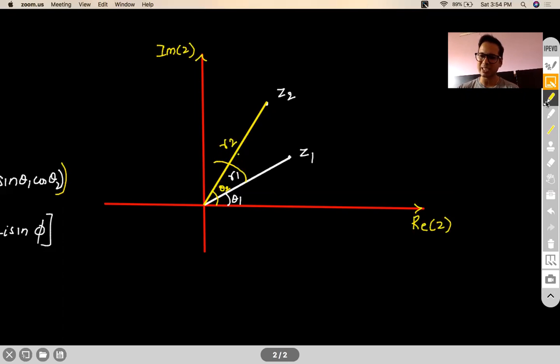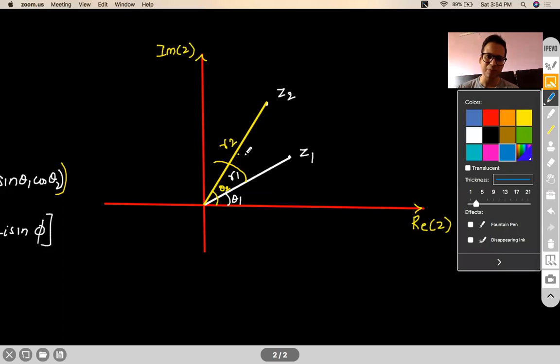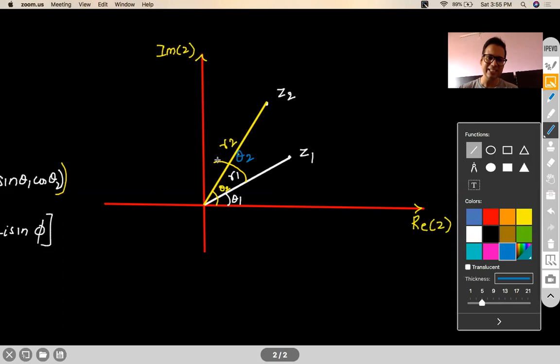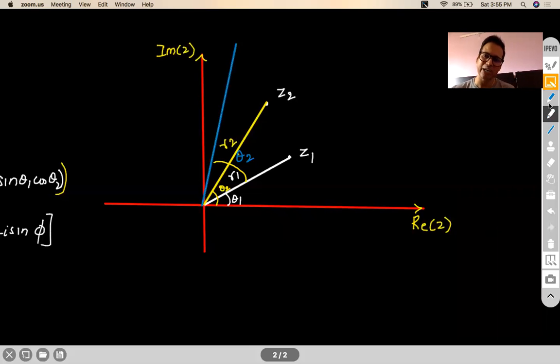Let me write it in some other color, else you will get confused. θ2. And I'll make a length, and on that length I will cut R1 into R2 length, the product of R1 and R2. And there you go. At this point, your Z1 into Z2 will be located. Right?